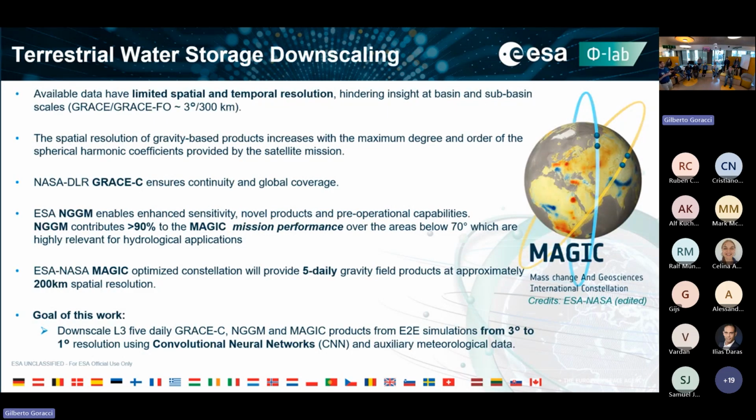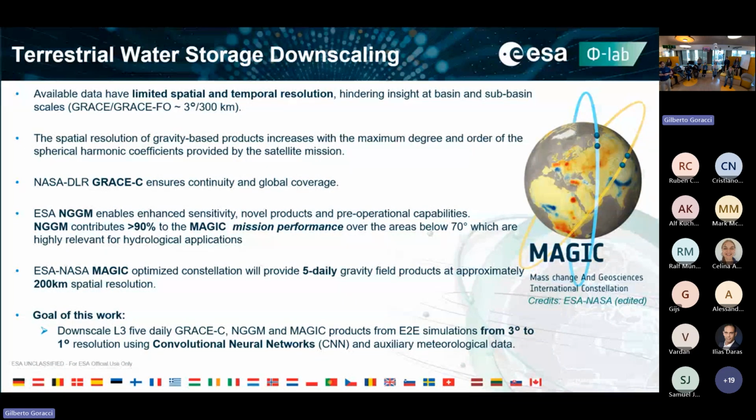So why do we need to downscale terrestrial water storage? The available data that we have has limited spatial and temporal resolution. So we are limited by the 300 kilometers of resolution from GRACE on a monthly frequency. So we really are hiding phenomena happening at basin, sub-basin scales, because of course 300 kilometers are a very coarse resolution.